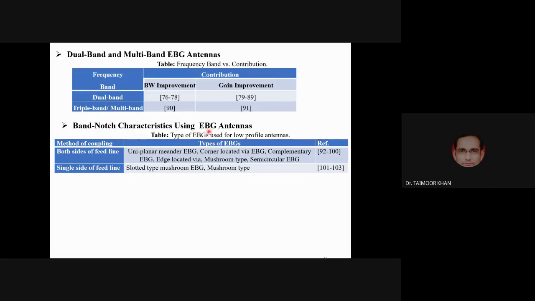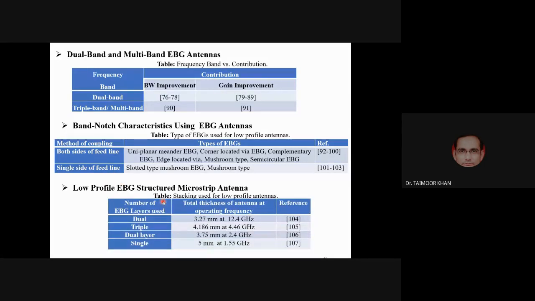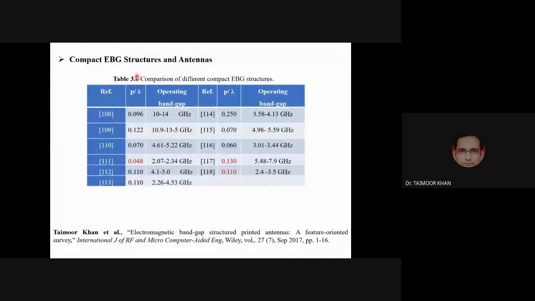Now come to the band notch characteristic, which I am going to discuss in detail here. These are the two techniques: band notch characteristic using EBG structure on both sides of the feed line, or on a single side of the feed line. Then low profile EBG structured antennas are also designed in the literature. These are the different techniques: dual, triple, dual layer, and single layer EBG structures for creating low profile antennas. Then compactness is also achieved using EBG structures, for which this reference is given to you.